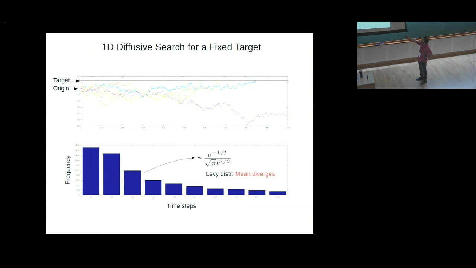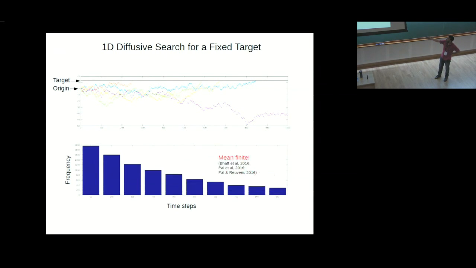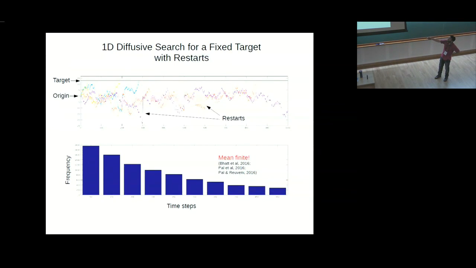Because as t goes to infinity, that dominates. And that's why it diverges. Okay, so this diverges. So now I'll add restarts. And by restarts, what I've done here is the same one-dimensional walk, but every 100 time steps, you jump back to 0, okay? So it's a deterministic restart protocol, and you do the same thing.